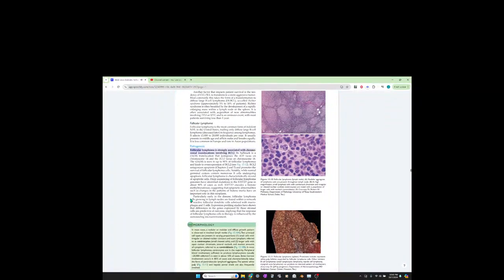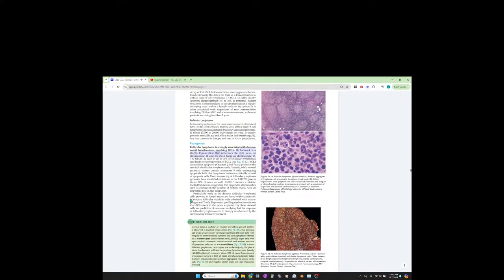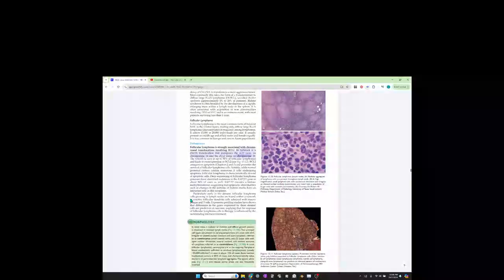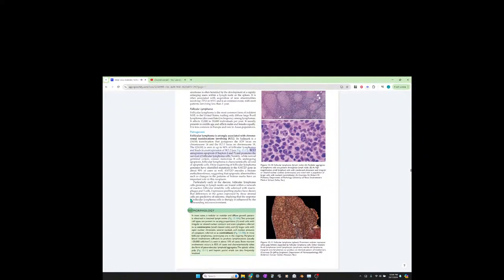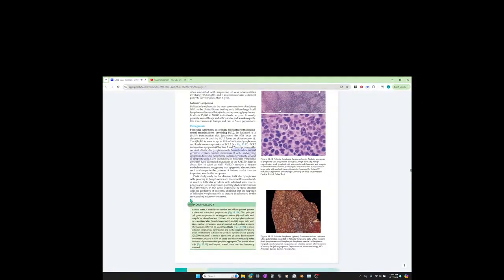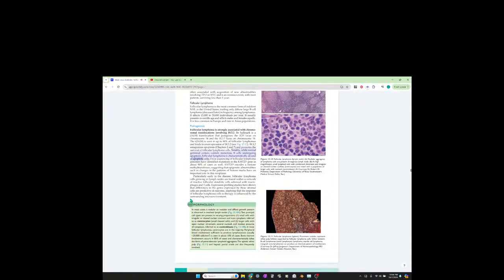Pathogenesis. Follicular lymphoma is strongly associated with chromosomal translocations involving BCL2. Its hallmark is a translocation that juxtaposes the IGH locus on chromosome 14 and the BCL2 locus on chromosome 18. The translocation is seen in up to 90% of follicular lymphomas and leads to overexpression of BCL2. BCL2 antagonizes apoptosis and promotes the survival of follicular lymphoma cells. Notably, while normal germinal centers contain numerous B cells undergoing apoptosis, follicular lymphoma is characteristically devoid of apoptotic cells.